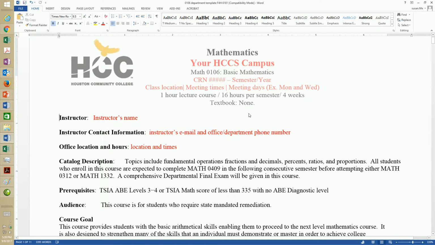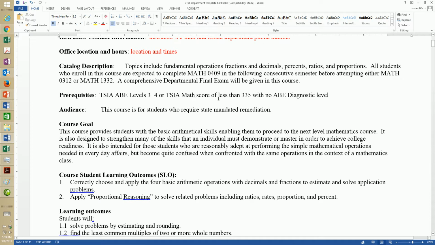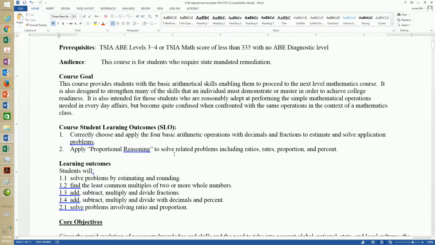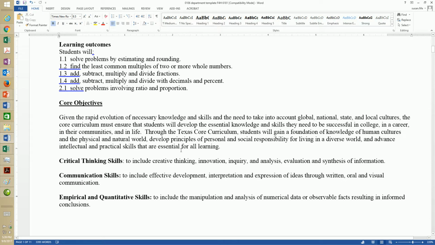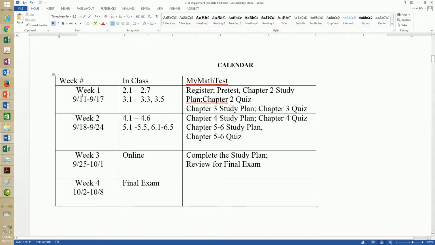Okay, here's a sample of the syllabus. This would have been emailed to you. It's our standard syllabus. I did change the prerequisites so that they were correct. Otherwise, all of this first page has not changed. On the calendar, notice that I've denoted the sections taught in class and what the student should do on My Math Test.